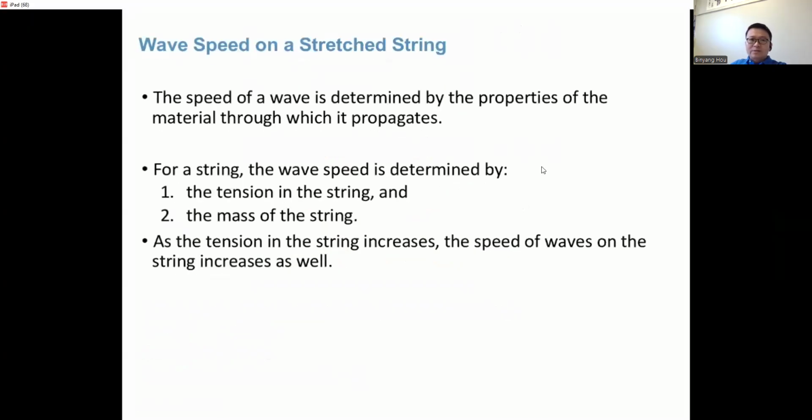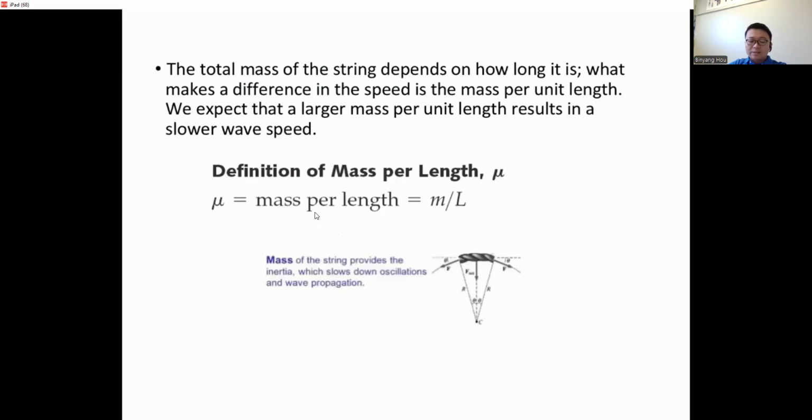Now let's talk about the speed in the string when you have a standing wave created. The speed of the wave is determined by two factors: the tension in the string, and the mass of the string. If tension increases, the speed will increase as well. The second factor is the total mass per unit length, the mass divided by the length. This also determines the speed. If you have heavier mass per unit length, you'll get a slower wave speed, right? So that kind of makes sense.